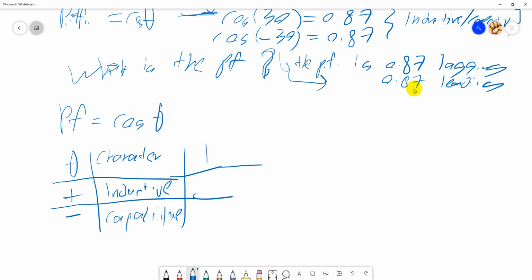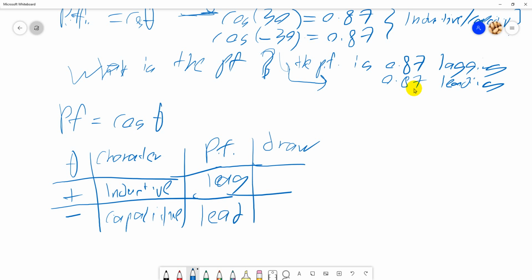How about the power factor? For inductive, you have to say that the power factor is lagging. But for negative, you have to say that the power factor is leading. Lead or lag, make sure you know. And then lastly, you need to know how to draw what is meant by leading and what is meant by lagging.